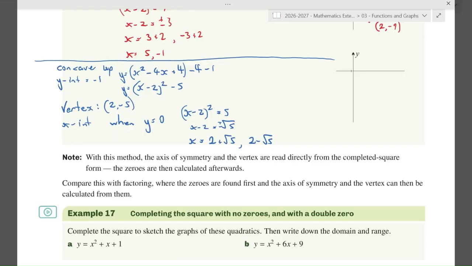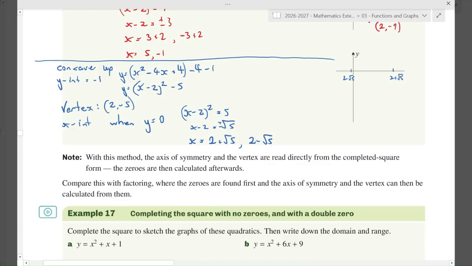You can chuck it in your calculator to go 2 minus root 5. What do you get? You'll get minus 0.2. Yep, cool. And then 2 plus that, you'll get about 4. Okay. So you've got a little mark there, that will be your 2 minus root 5, and then over about here will be 2 plus root 5.